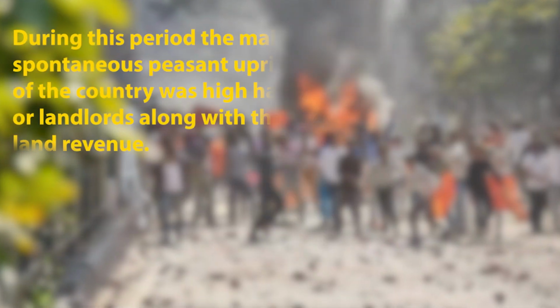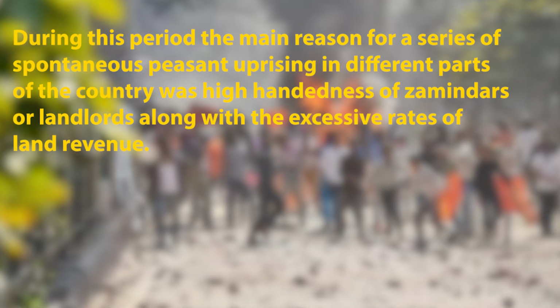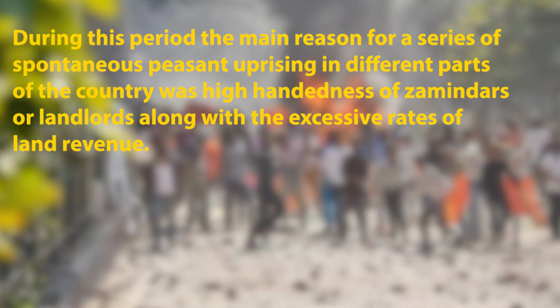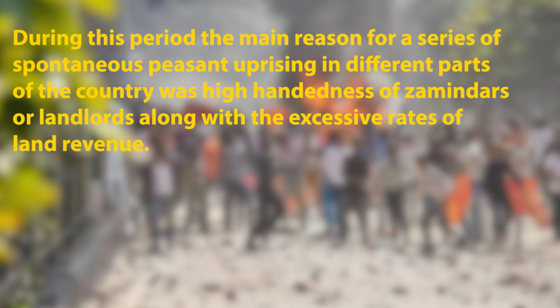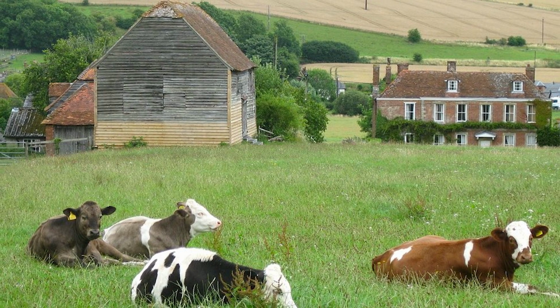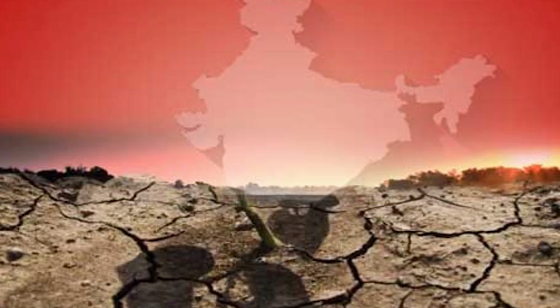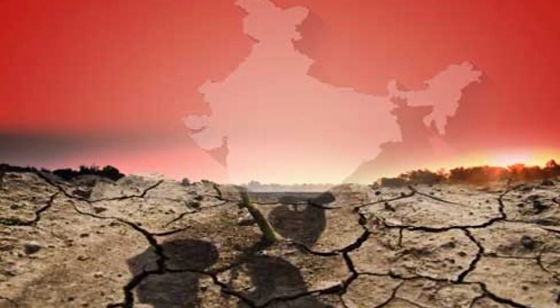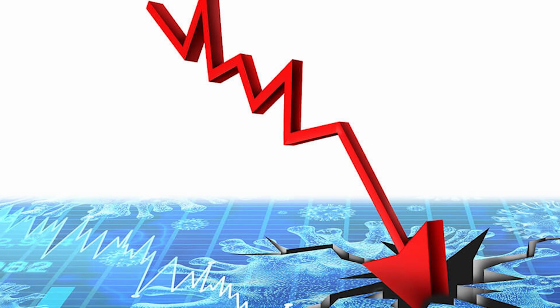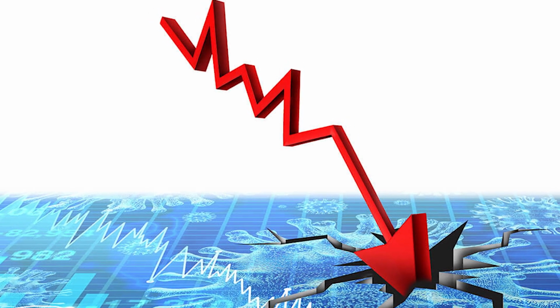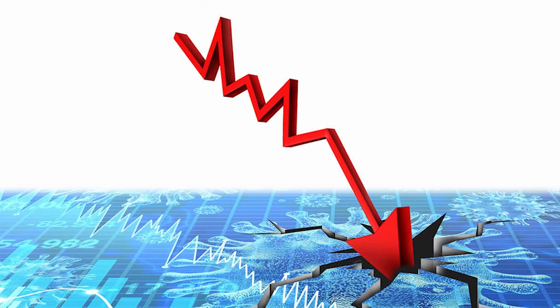During this period, the main reason for a series of spontaneous peasant uprisings in different parts of the country was the high-handedness of the zamindars or the landlords along with the excessive rates of the land revenue. The situation in the rural areas was aggravated by the periodic recurrence of famines and economic depression during this period, leading to a number of peasant revolts.